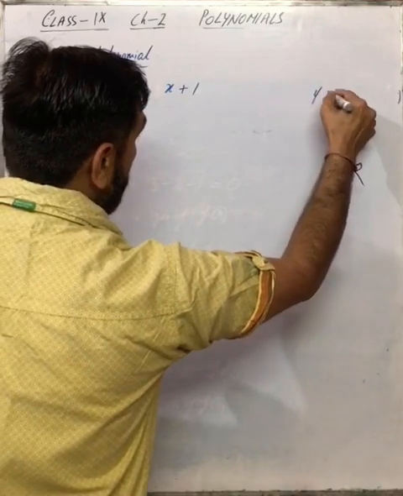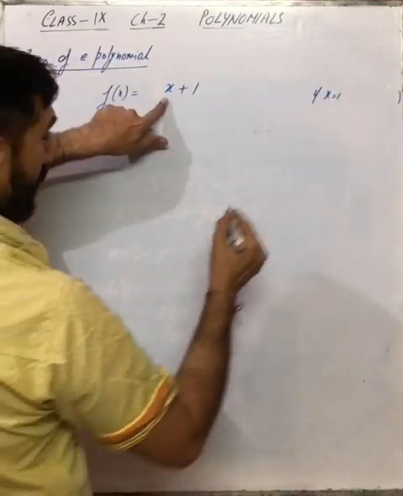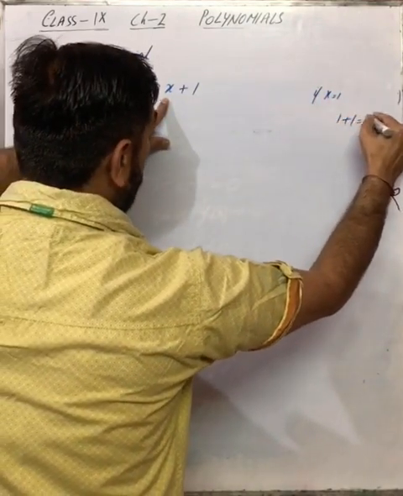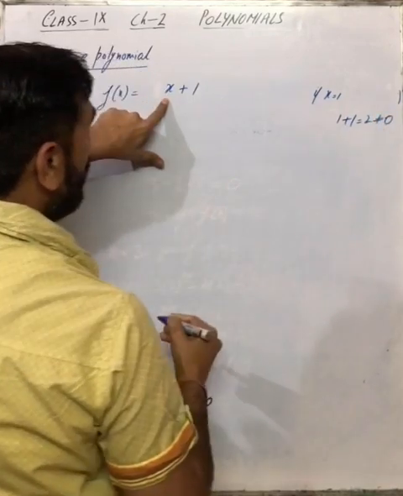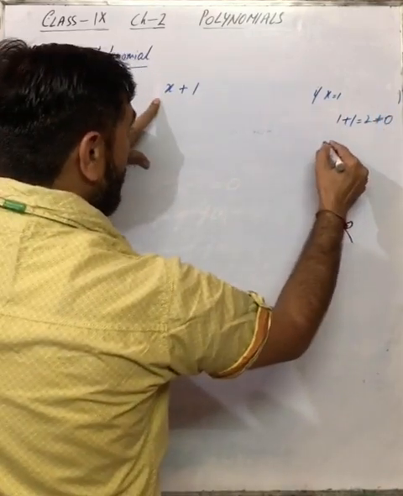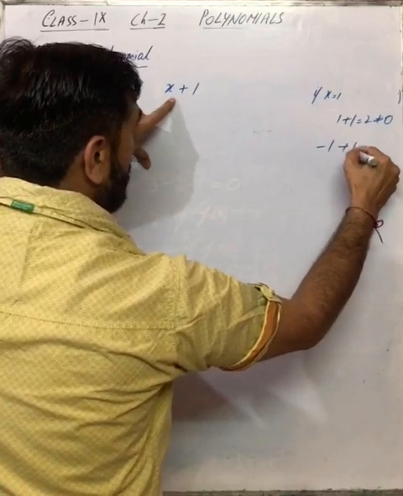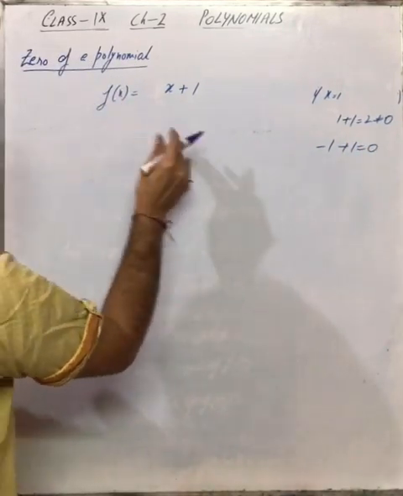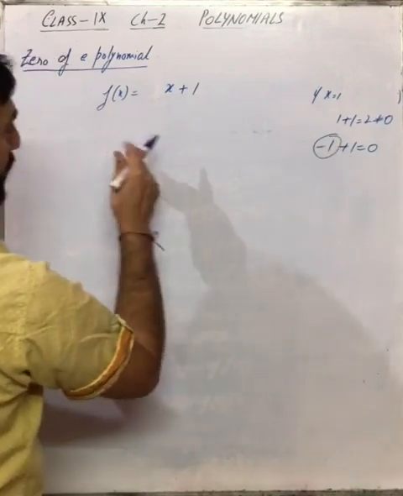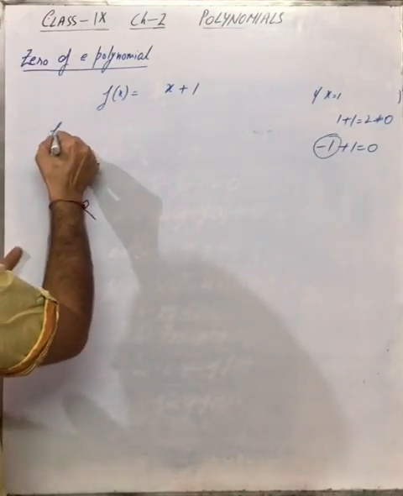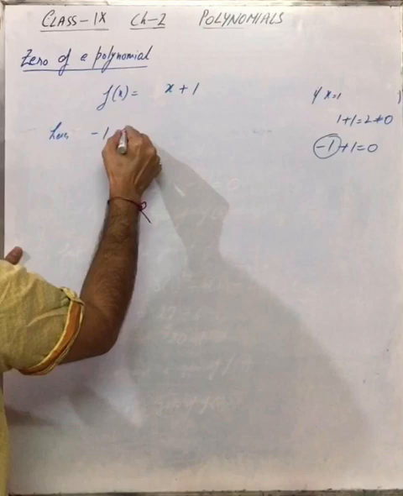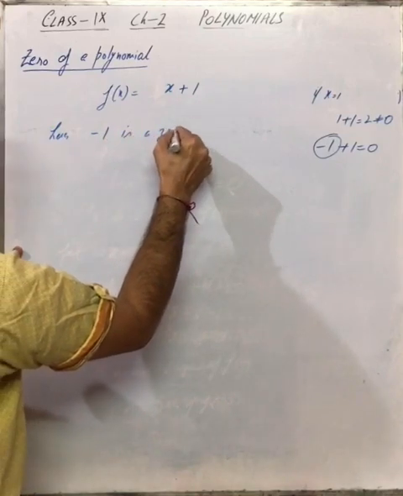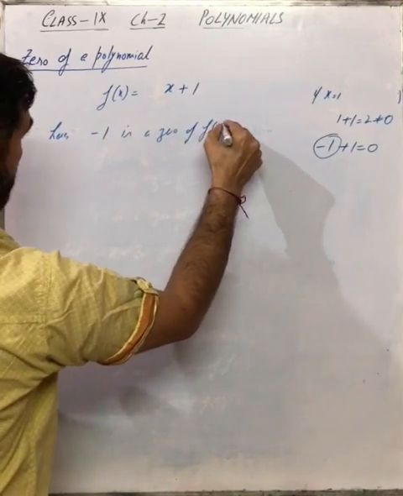If I put x is equal to 1, यहाँ पे 1 पुट करता हूँ, you'll get 1 plus 1 which is 2, not equal to 0. But if I take x as minus 1, minus 1 plus 1 will be equal to 0. So clearly if I take x as minus 1, the answer will be 0. So हम लिख देंगे यहाँ पे here minus 1 is a 0 of fx.